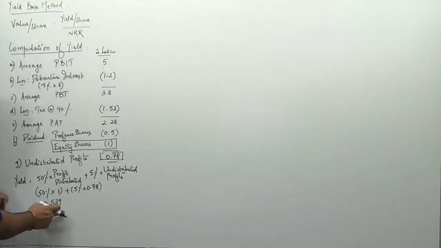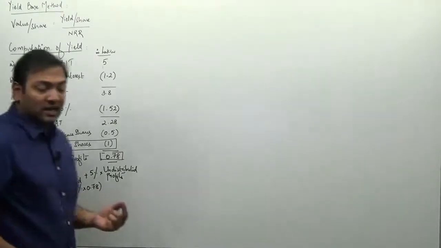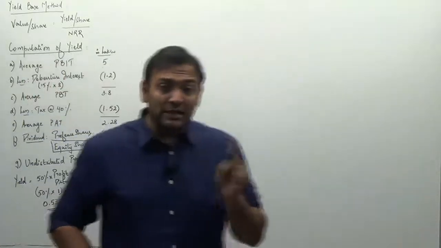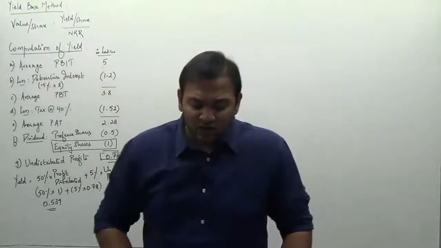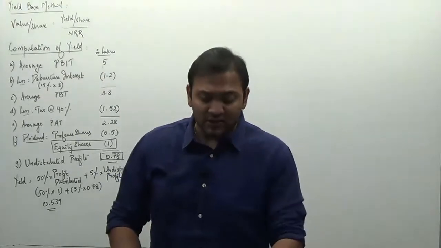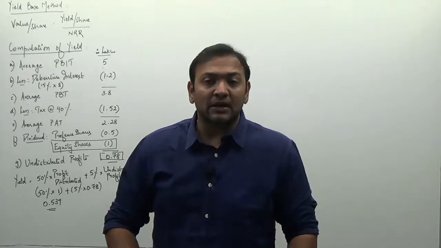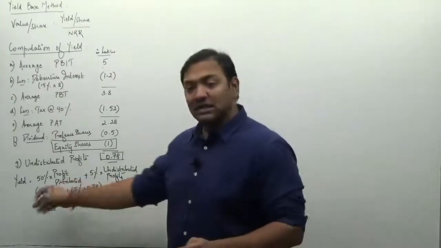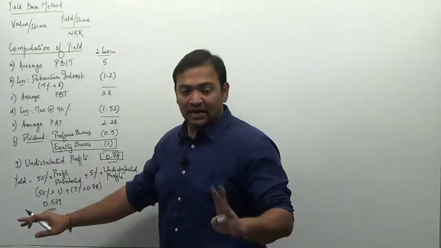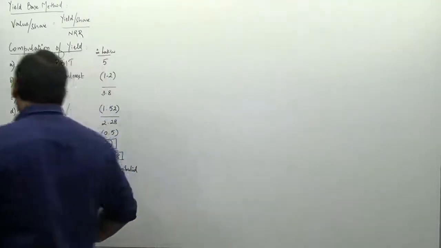This is yield. If I divide it by number of shares, then I will get what is yield per share. But if you observe, he did not give you what is the face value of equity shares. He just said equity share capital is 10 lakh, that's it. I don't know what is the number of equity shares. So let's assume that the face value of equity share is 10. So we will get 1 lakh.